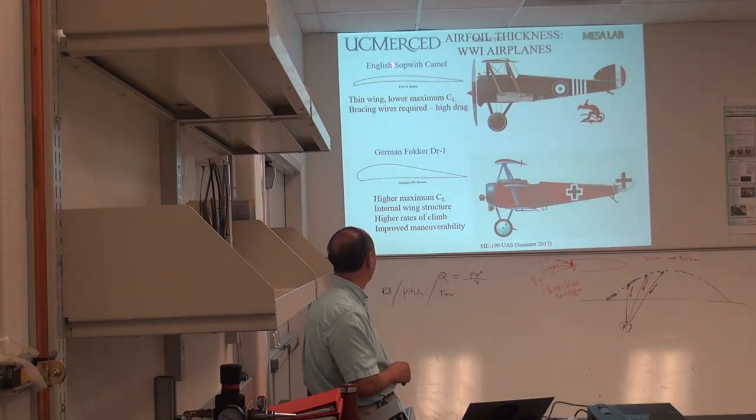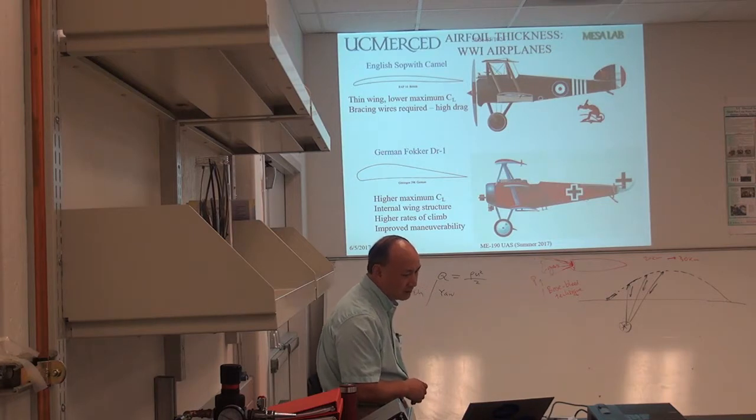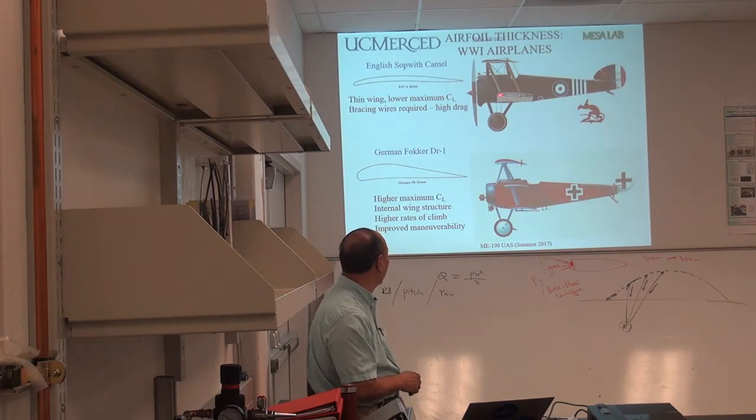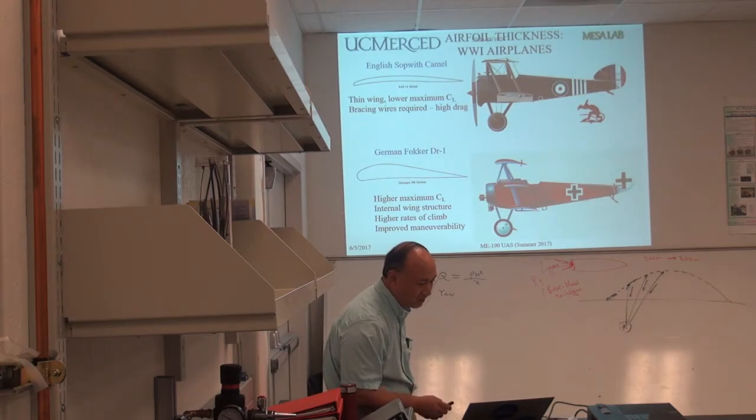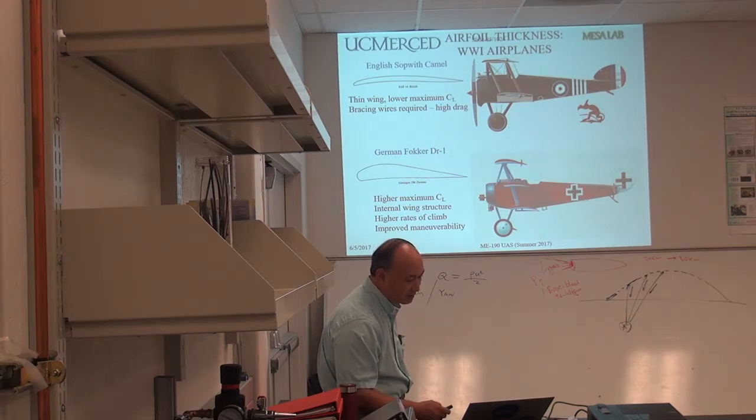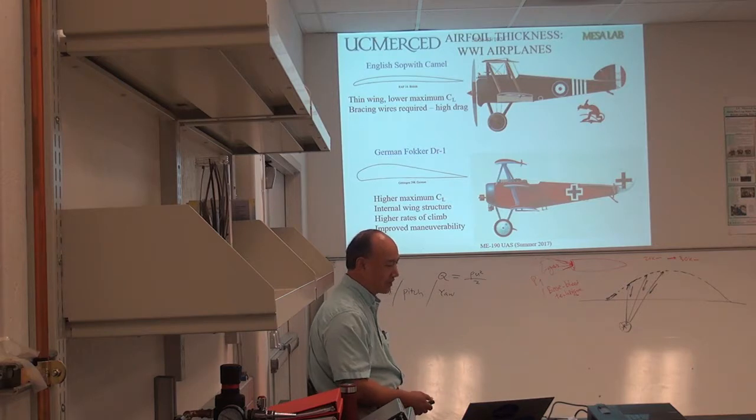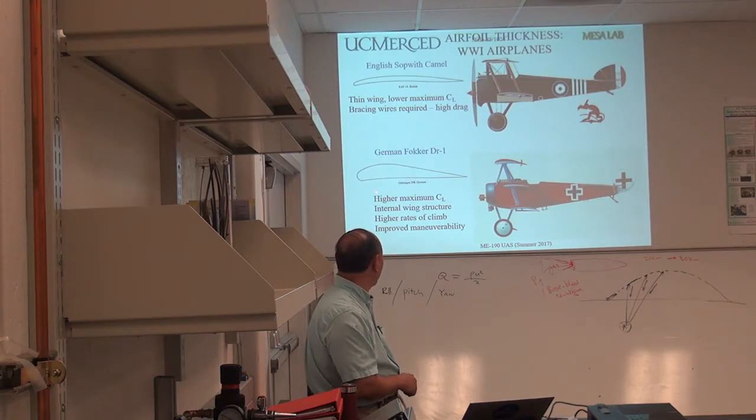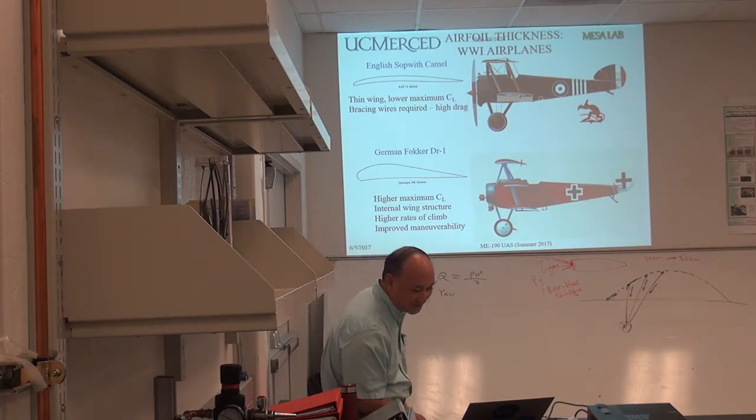One is the English Sopwith Camel, and the wing profile here is like this. It's a British RAF 14. A very thin wing, lower maximum lift coefficient, bracing wires required, and with high drag. The German Fokker is like this, and the airfoil is something like this. It has a much higher maximum lift coefficient, a higher rate of climb, and improved maneuverability. You have seen this one often, huh?